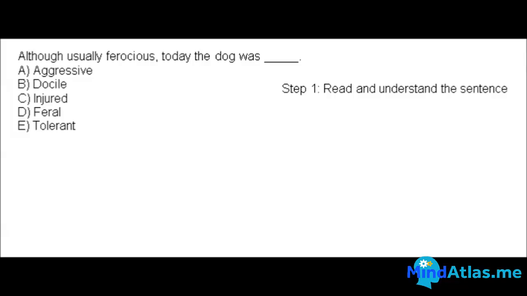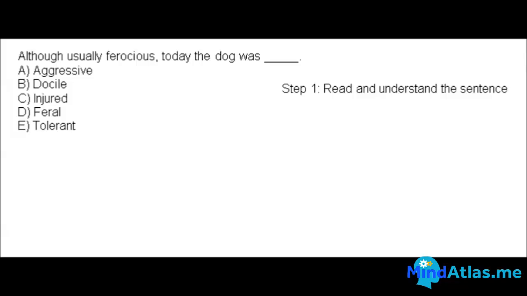When we look at sentence completion questions, the word in the blank will fit with the theme of the sentence. When we read the question first, we can get a feel for the theme of the sentence and understand what kind of answers we can expect. This can help us remove wrong answers. This question here is talking about the behaviour of a dog and how it differs to its usual behaviour.